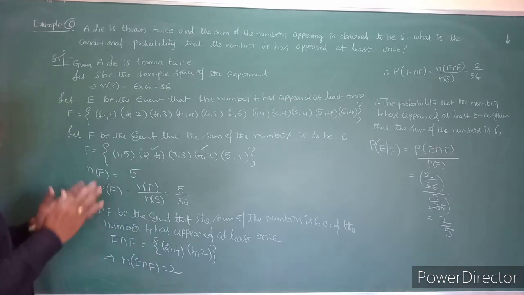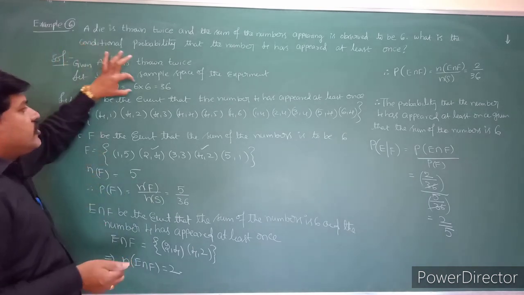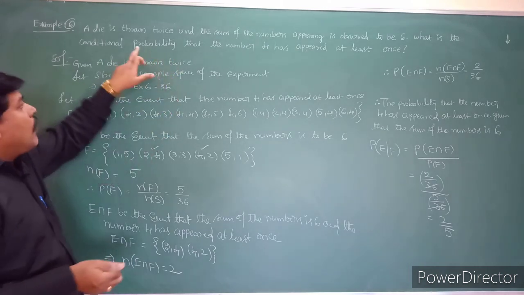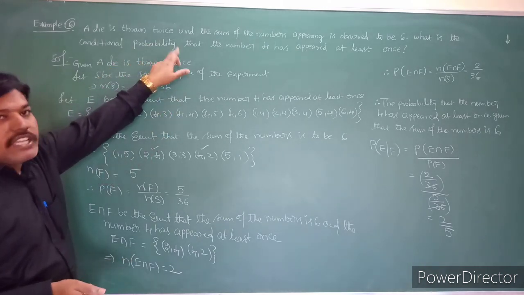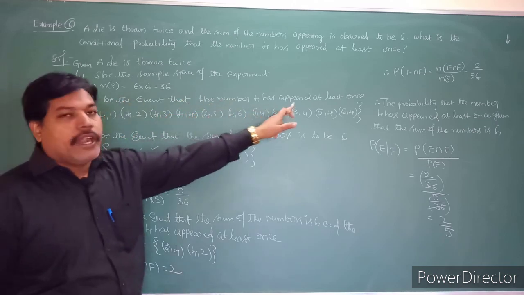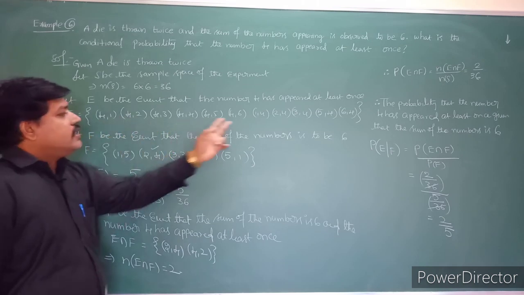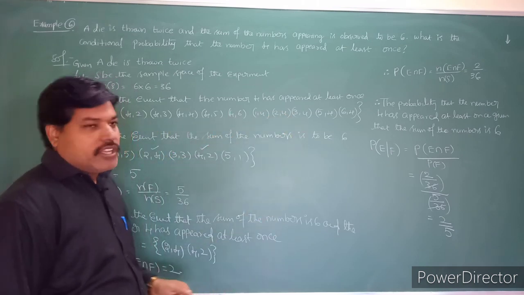So see that question, students. There are 2 events. First we have to understand that 2 dice are rolled. N of S is equal to 6 into 6, that is 36. What is the probability they are asking? That is E. What is E? E is the event that the number 4 has appeared at least once. So how many outcomes are here? That is 6 and 5, that is 11 outcomes.